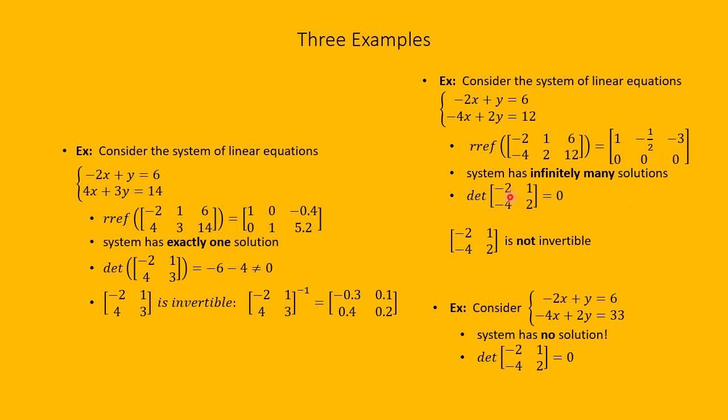The determinant of this matrix is, let's see, minus 4 minus a minus 4, which is 0. The determinant is 0. This matrix is not invertible.